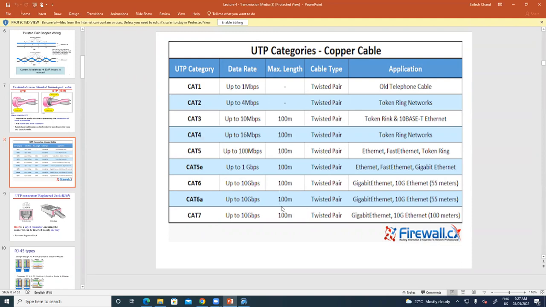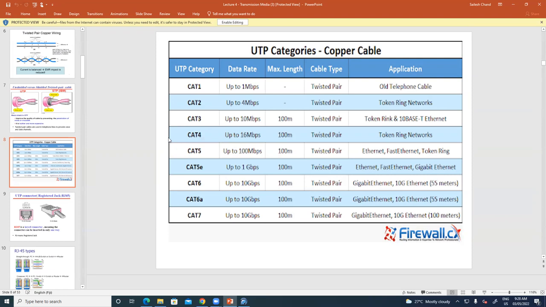Looking at the unshielded twisted pair categories, the copper cable and their relevant bandwidth and the maximum length and where it is used. You will notice that Cat 1 to Cat 4 were used: Cat 1 for old telephone lines, Cat 2 token ring, Cat 3 token ring and 10BASE-T Ethernet, Cat 4 token ring networks, then Cat 5, which is up to 100 Mbps. Remember, it will always say up to 100, not at least 100. That means max is 100, or less than that. So twisted pair goes in Ethernet, fast Ethernet and token ring networks.